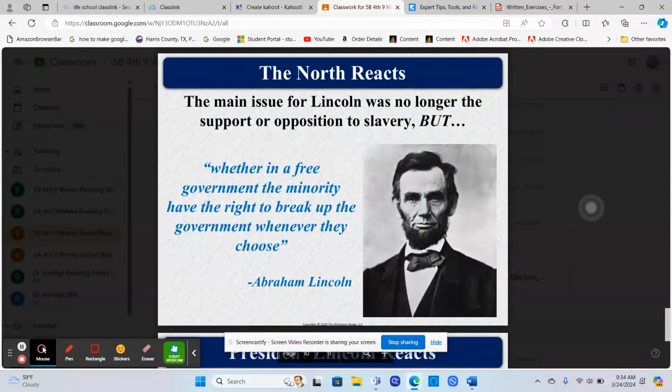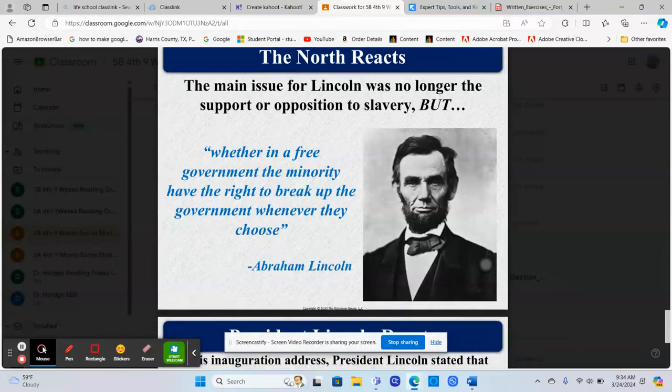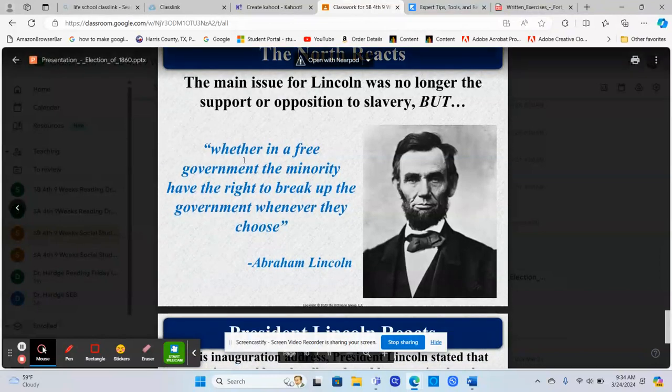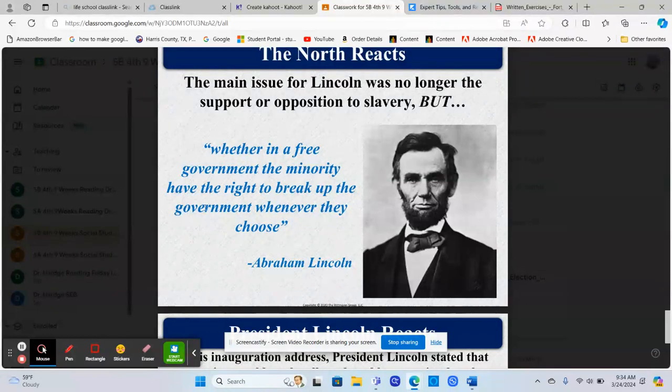The North reacts. The main issue for Lincoln was no longer the support or opposition to slavery, but whether in a free government the majority have the right to break up the government whenever they choose. Now that's very important to know. Whether in a free government the minority have the right to break up the government whenever they choose.